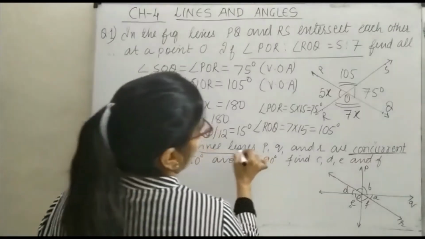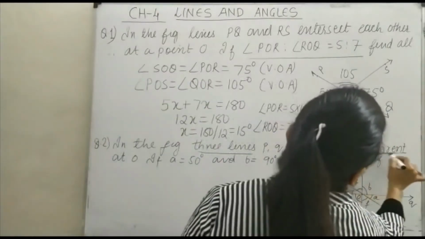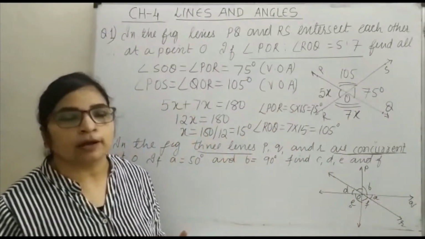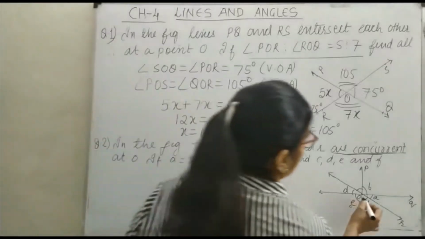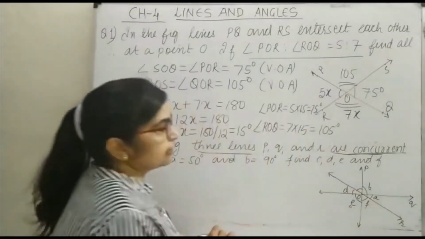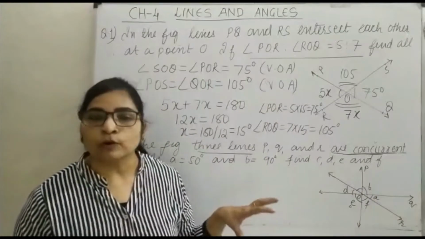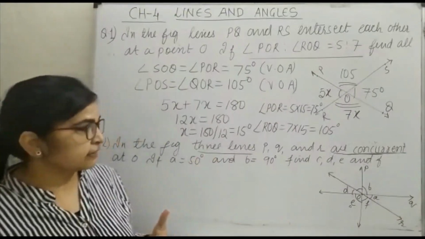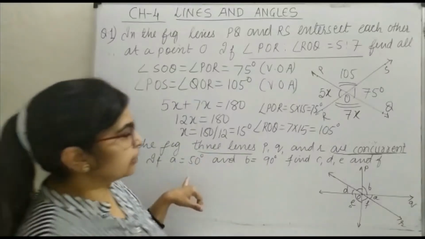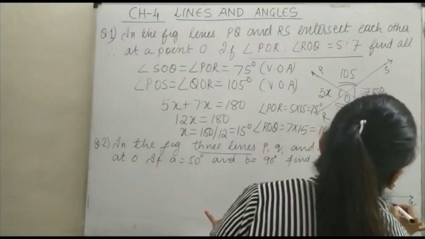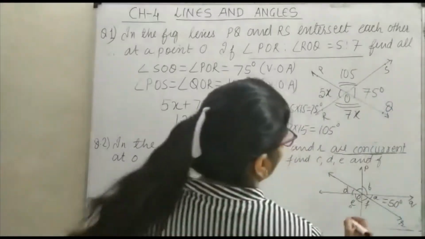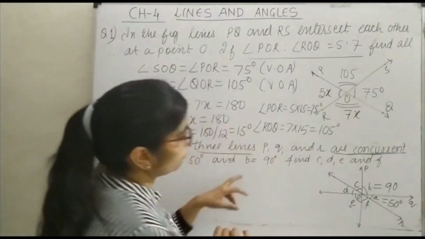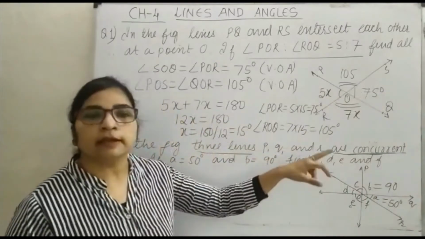Now coming to question number 2, you can see here it's given in the figure three lines P, Q and R are concurrent. Understand the meaning of concurrent. When two or more lines pass through the same point, you can see here the point is O, then these lines are known as concurrent lines and the common point is known as the point of concurrency, right? So here it's given angle A is equal to 50 degrees, angle B is equal to 90 degrees.